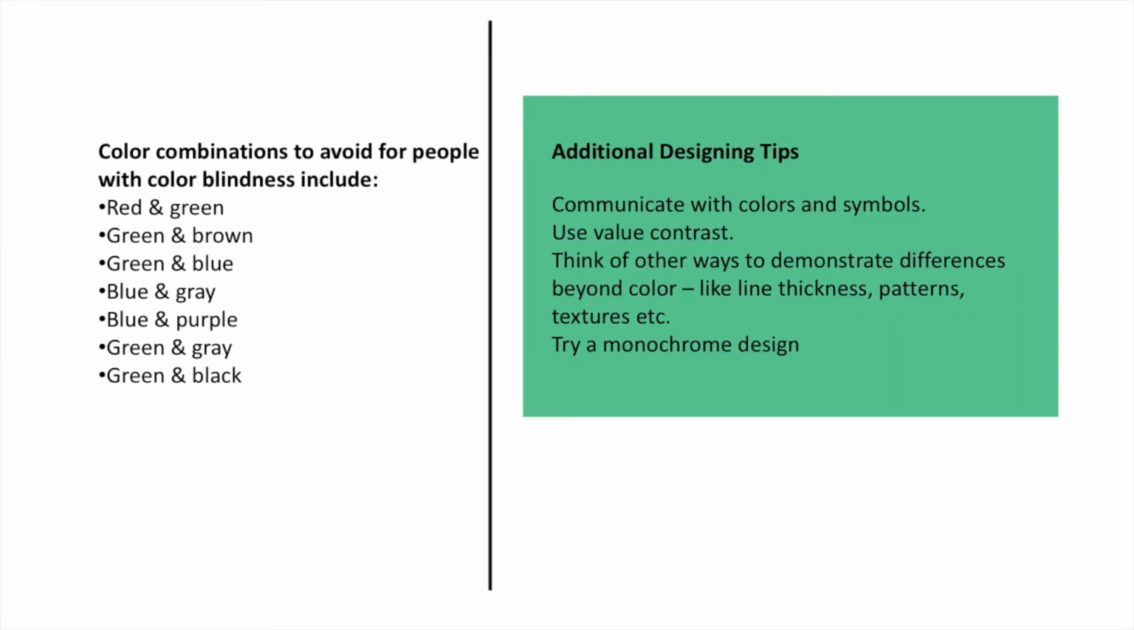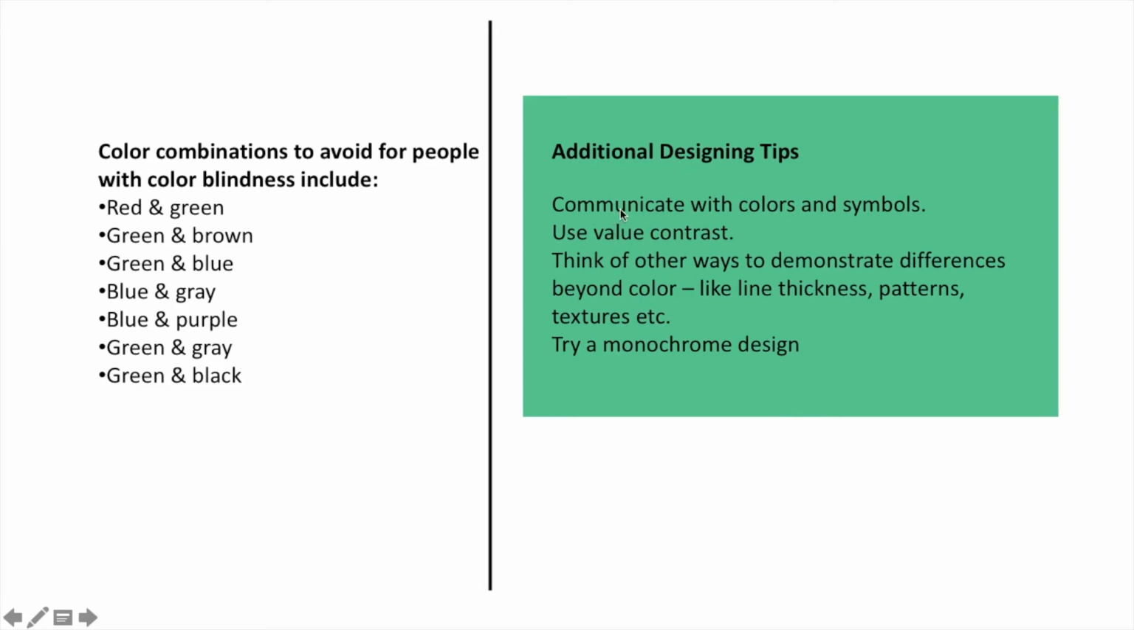But a couple things to think about when you're designing is that there are certain color harmonies or color relationships that are very hard to see. And they're listed here on the left. So if these can be avoided, that can be very helpful for colorblind audiences. However, if they can't be avoided, there's a few other things you can do to try and work around this.